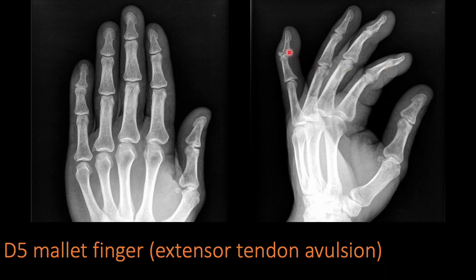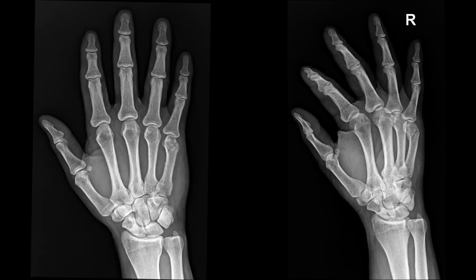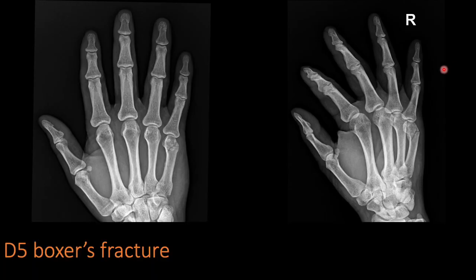There is an extensor tendon avulsion at the distal 5th digit. This is also known as mallet finger. There's a fracture at the neck of the 5th metacarpal, also known as boxer's fracture.